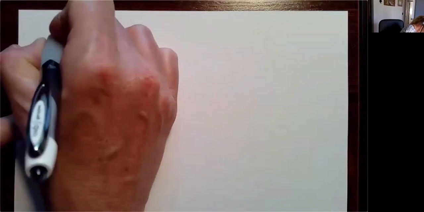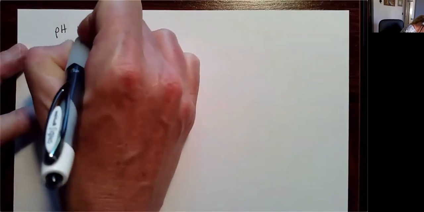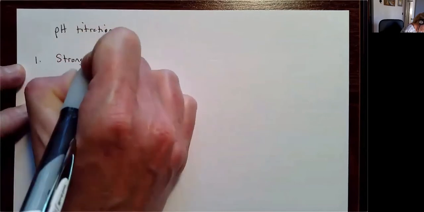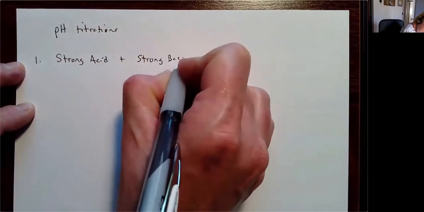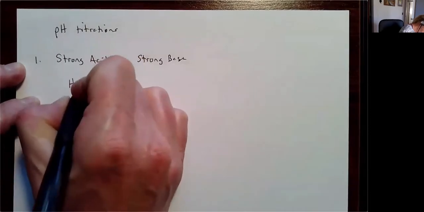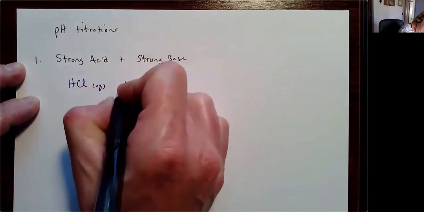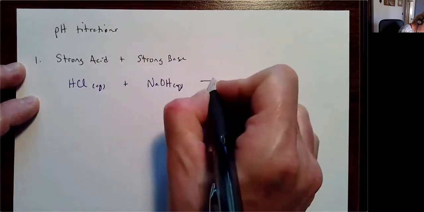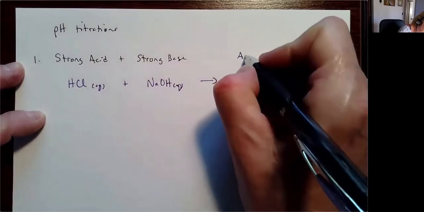Okay, so let's look at the various options that we have for pH titration. I can have a pH titration that is a strong acid plus a strong base. And these are something you've probably done in the lab a lot. These are very common general chemistry types of titrations where my strong acid might be HCl, and these are aqueous solutions, and my strong base might be sodium hydroxide. We also call these acid-base neutralizations.